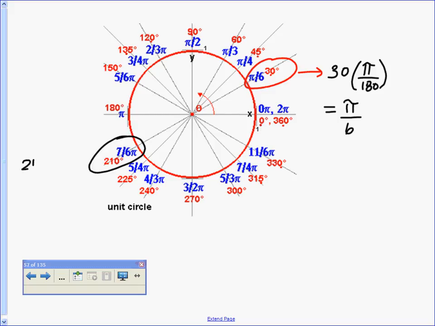So let's just try this one. If you have the 210-degree angle, and I want to convert it to radians, then you can multiply by pi over 180 and simplify that, and you realize that you're going to get 7 pi over 6. Okay. All right, and that's all I have for this part of section 6.3.